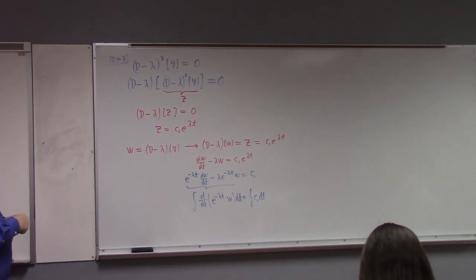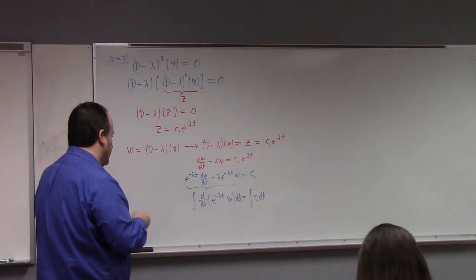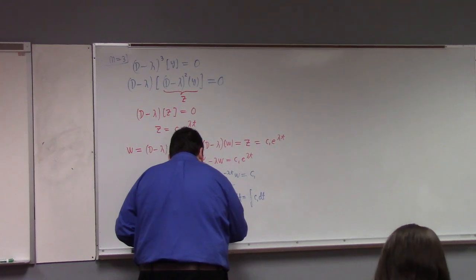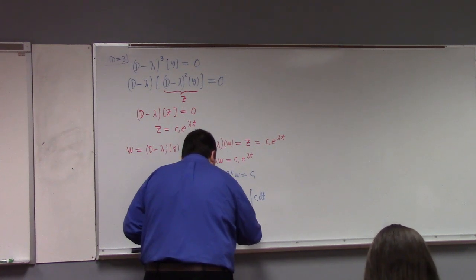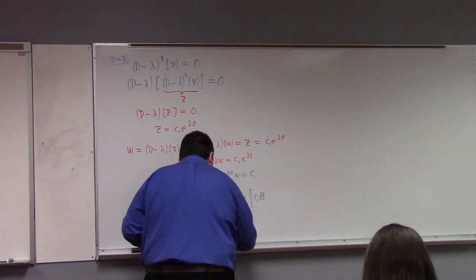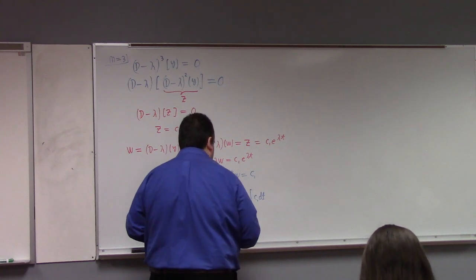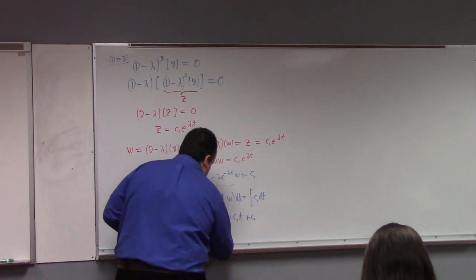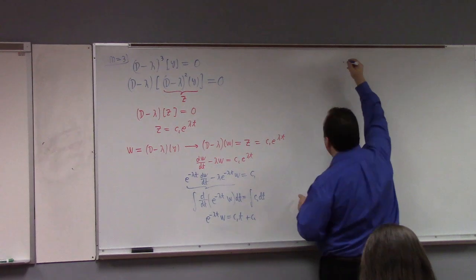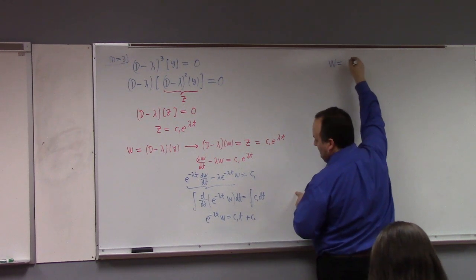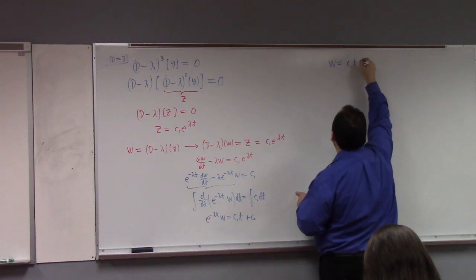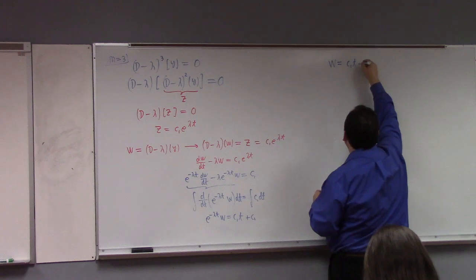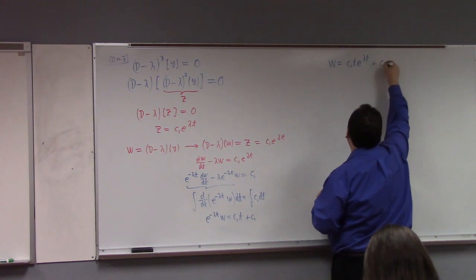But of course, integrating c1 gives us what? We got e to the minus lambda t w equals c1 t, plus c2. I feel like I could have just written this down because I already worked this out, right? So we get w equals c1 t e to the lambda t plus c2 e to the lambda t.